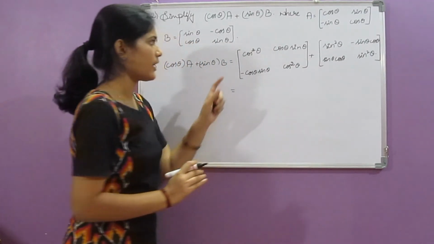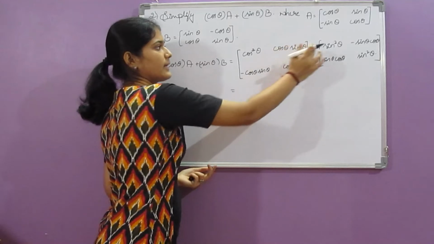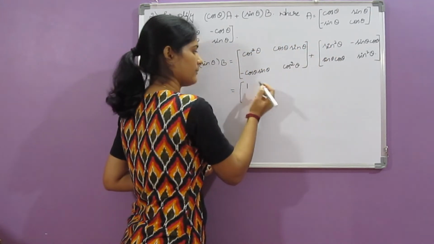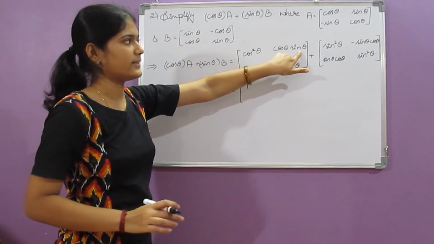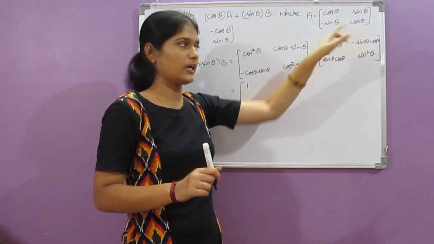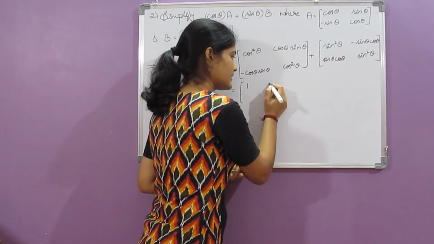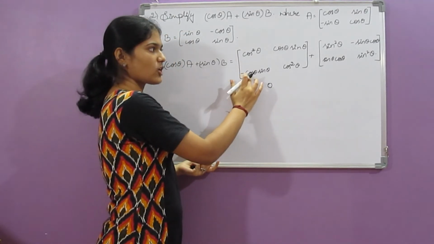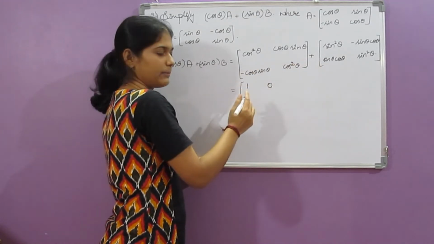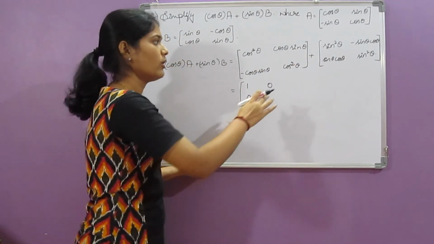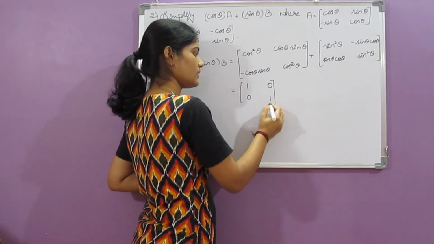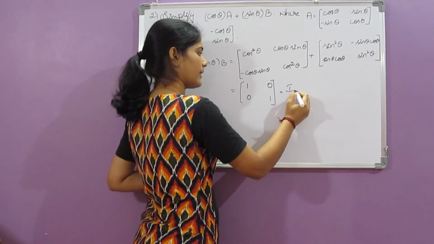On simplification, observe here, the first term is cos square theta plus sin square theta. We know that cos square theta plus sin square theta is 1. Then cos theta into sin theta minus sin theta into cos theta. Sin theta into cos theta is nothing but cos theta into sin theta. So these two get cancelled. We will get 0. The next term is minus cos theta sin theta plus sin theta cos theta. These two are also the same terms. They get cancelled. We will get 0. Then again cos square theta plus sin square theta, that is 1. So this is the identity matrix I2.